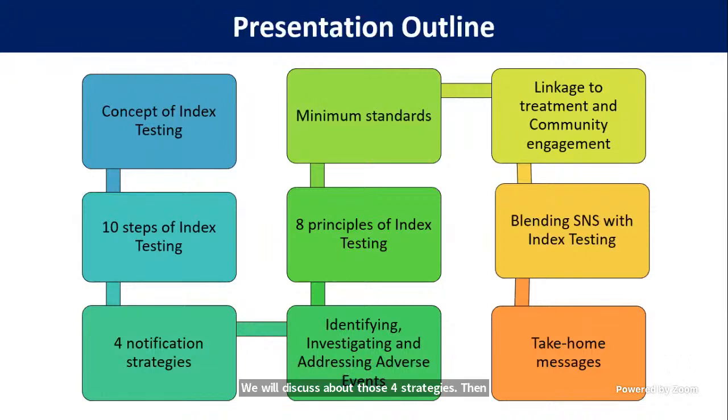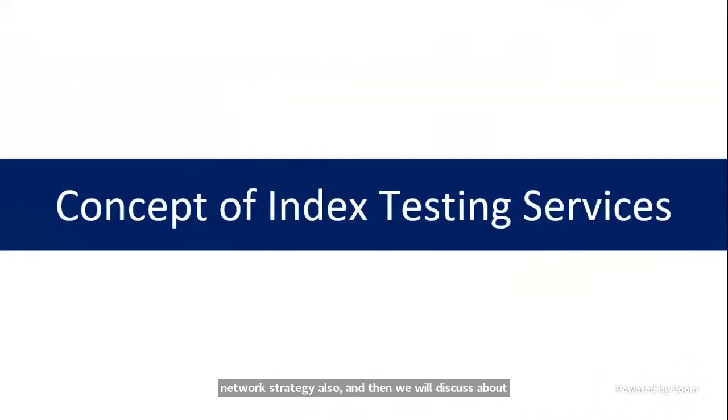We will discuss those 4 strategies. Then we will discuss in brief the adverse events: what can be termed an adverse event, and how to investigate and address these adverse events. There are 8 principles of index testing and some minimum standards which we will discuss, and then of course the linkages with treatment or community engagement. I will briefly touch upon blending with the social network strategy also, and then we will discuss the take-home messages. Next slide, please. So we will first discuss the concept. Next slide, please.